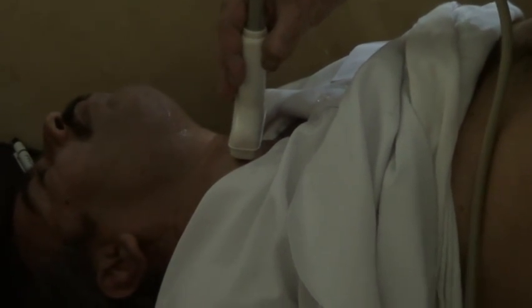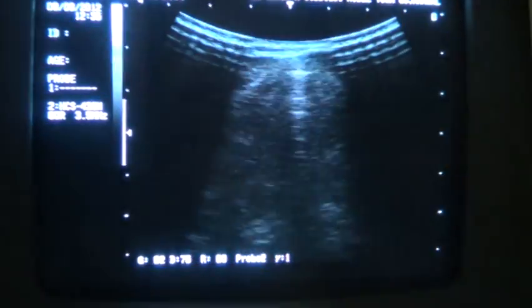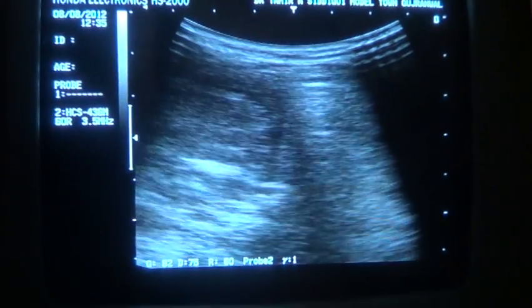Now I will magnify the image. Let's see it on the ultrasound machine. Always magnify the image to the maximum where you can see the thyroid gland in total.